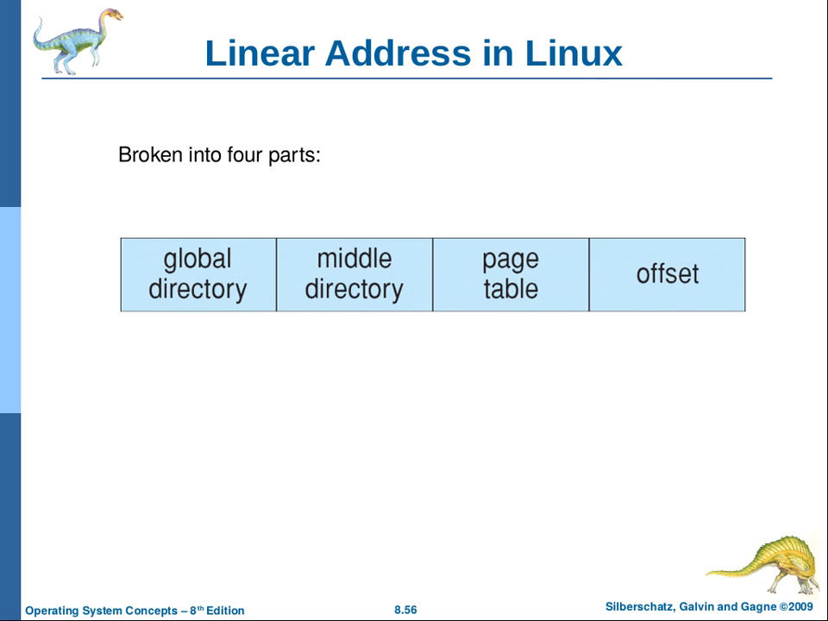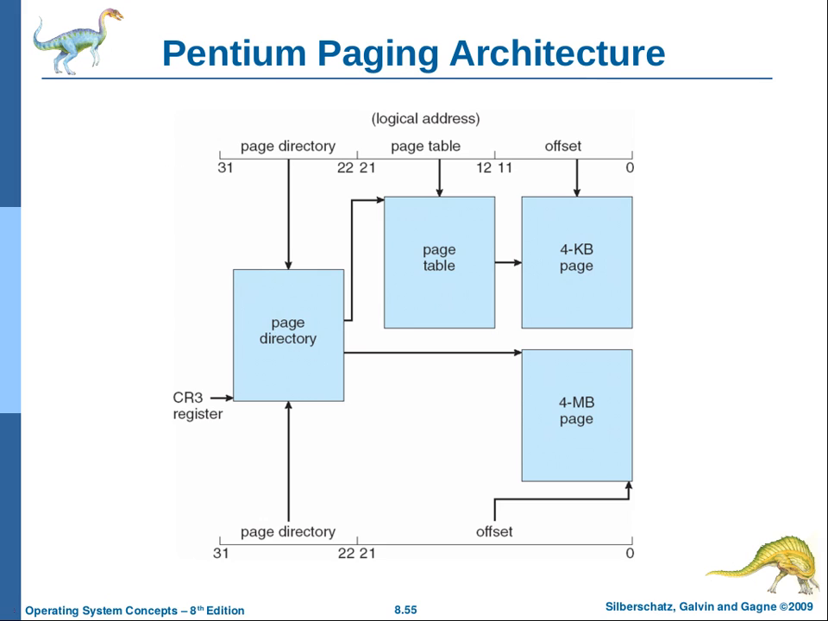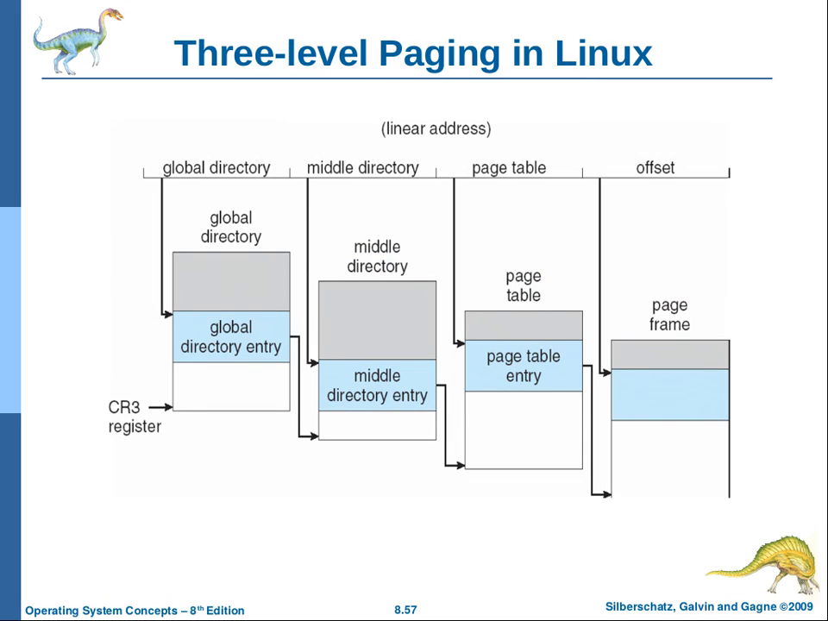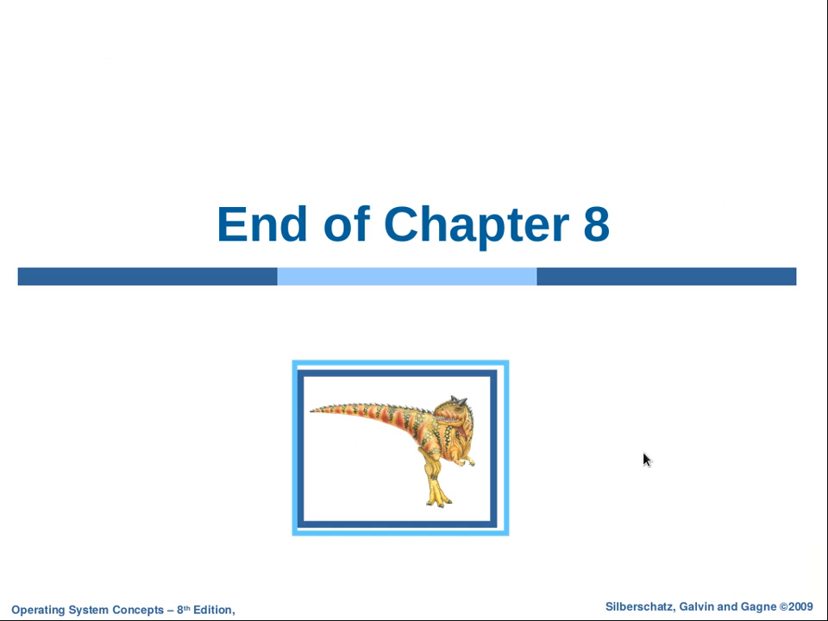In Linux, we have global directory, middle directory, page table, and then offset. So how many layers in this one? Where'd you get 12 from? This one had 3. I was going to say, the other one had 2. This one added another one, so now we're up to 3. Same thing, except now it's 3 different layers.